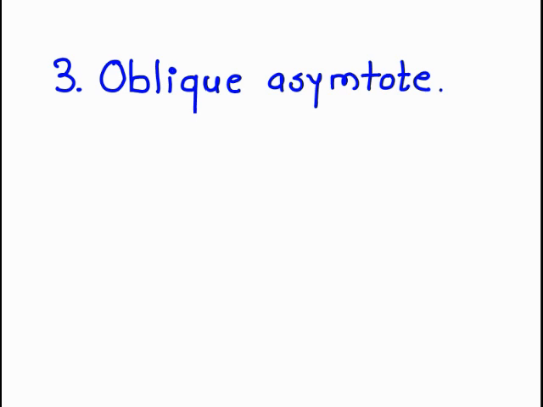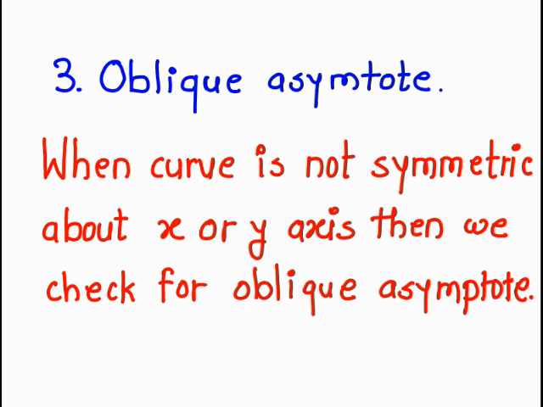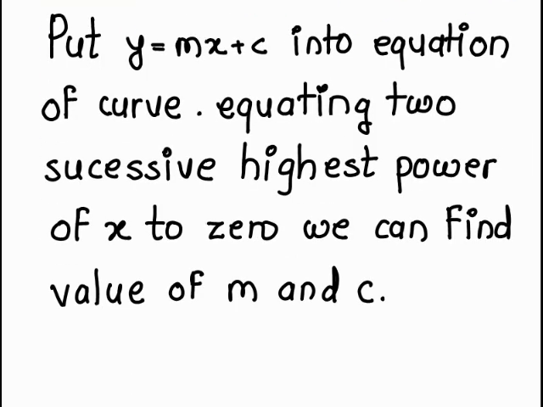Last type of the asymptote, that is oblique asymptote. If the curve is symmetric about x or y, we are not going to find an oblique asymptote. So when the curve is not symmetric about the x and y axis, then only we can check the oblique asymptote. Now how to check this?